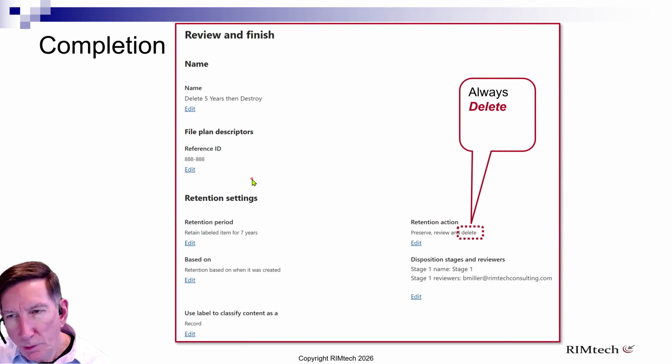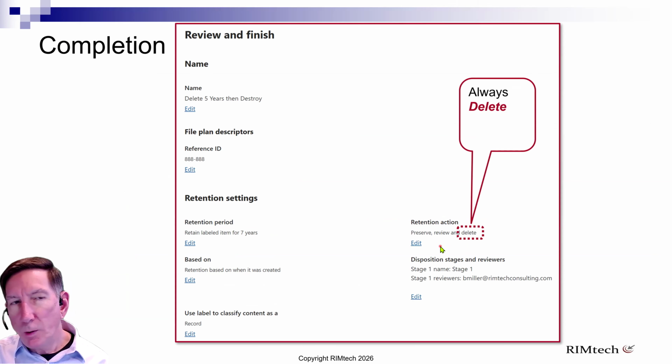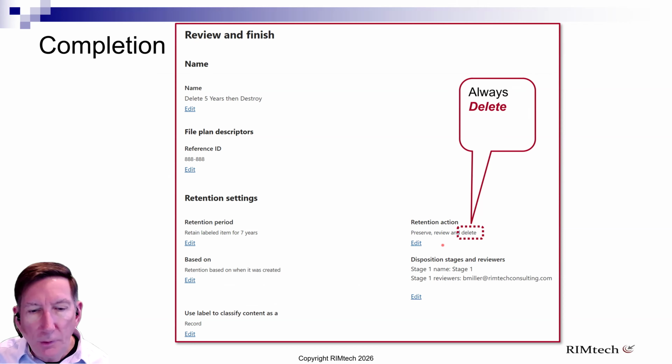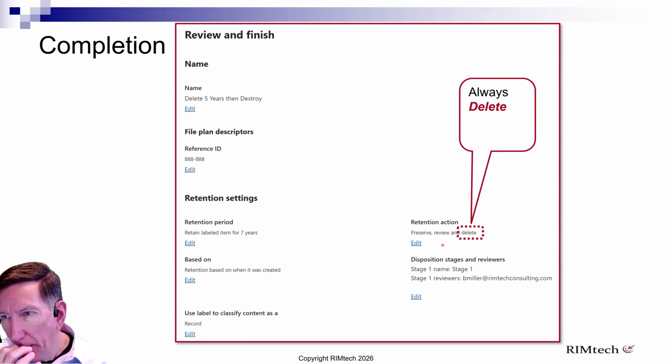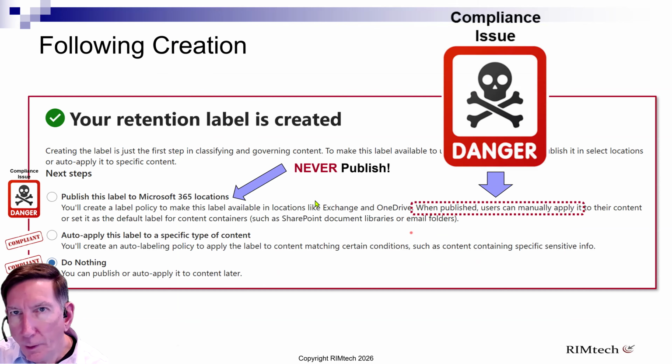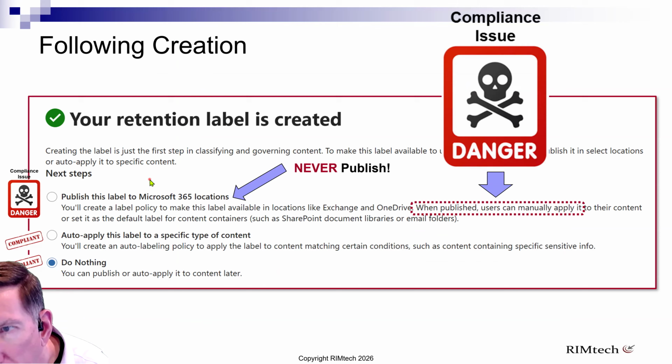But there's one word on this screen that really matters. And it kind of slips by, but I want to bring your attention to it. And here it is right here. What does this mean? This means that no matter what you did in that label, the end of the life action is always delete. Always. Got that? Always. Unless you built a custom workflow. Okay? So just be very, very, very aware of that.